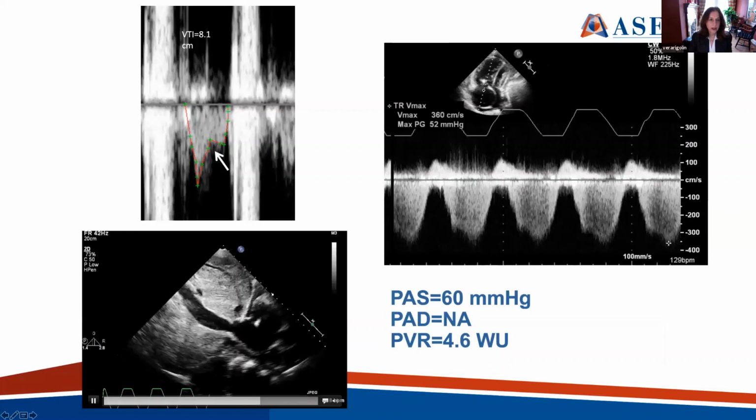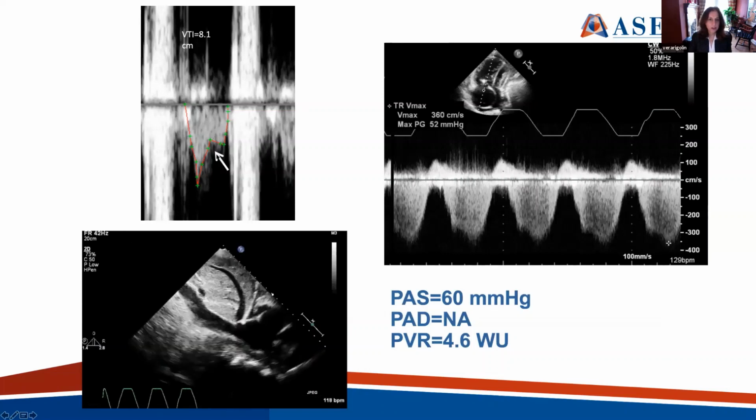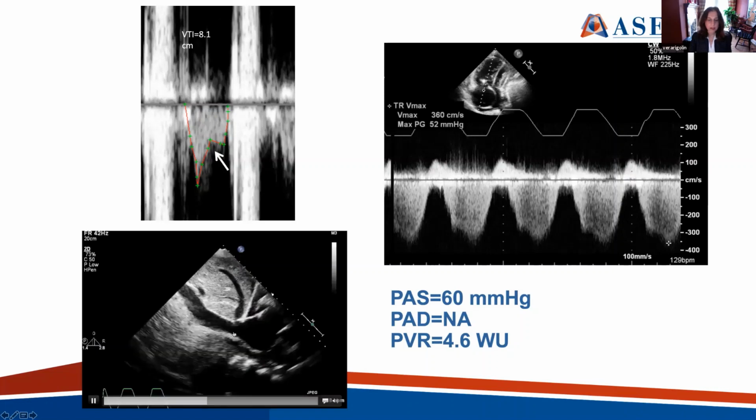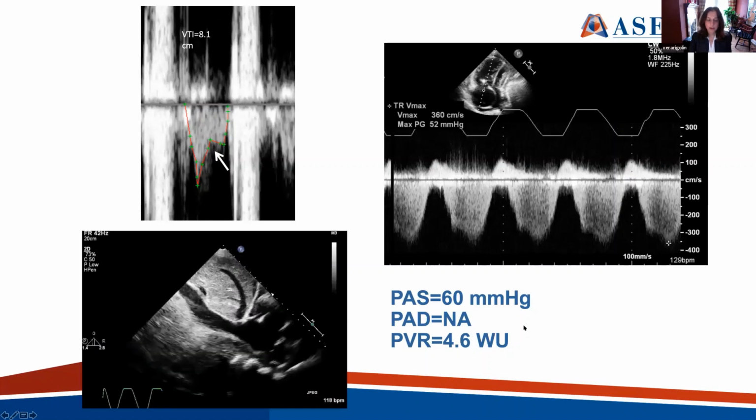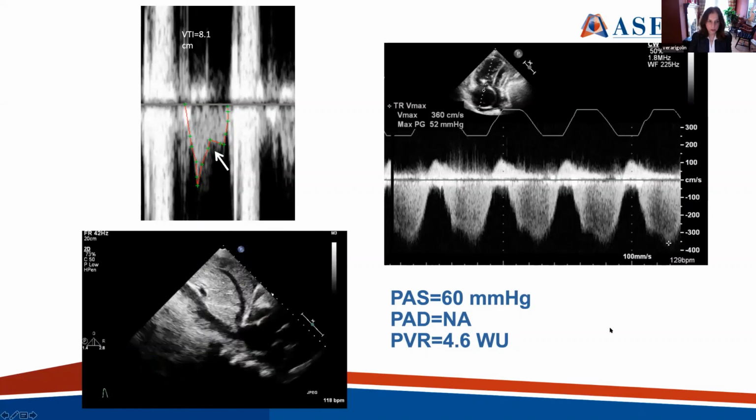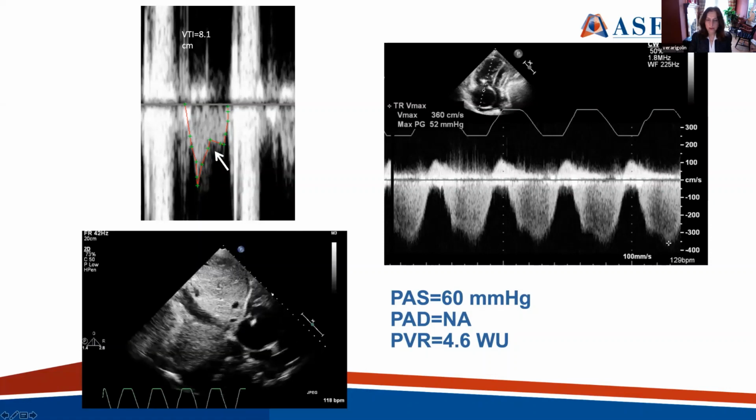Again, we see that notching in our RVOT spectral tracing. And we can measure our TR velocity, and our IVC for looking at the RA pressure. We did not have a PI jet here to measure a PAD. But based on the values that we do have, we can measure the PA systolic pressure and the pulmonary vascular resistance as shown here. So remember, for the pulmonary vascular resistance, we need the VTI of the RVOT signal and the peak velocity of our TR jet.